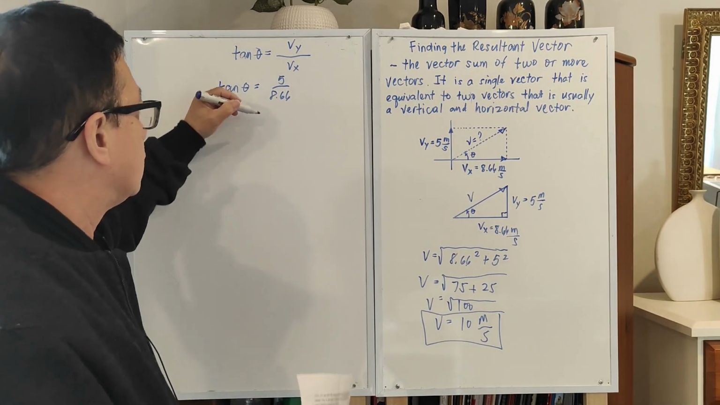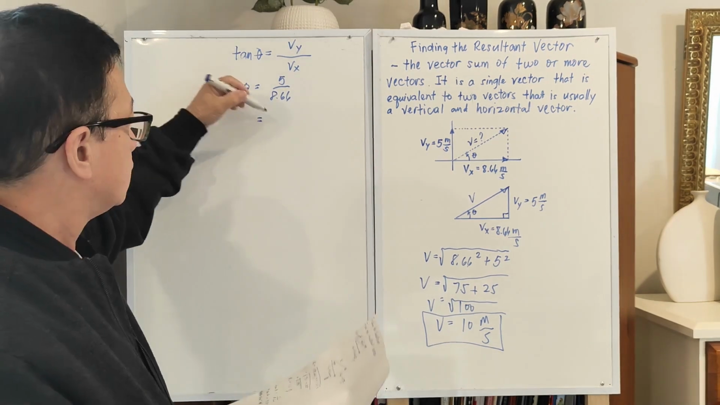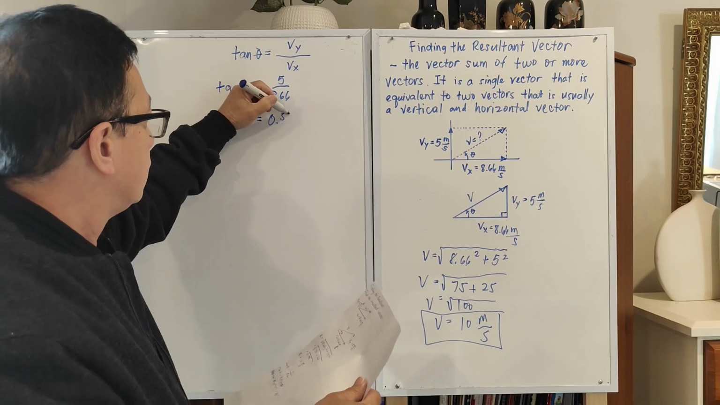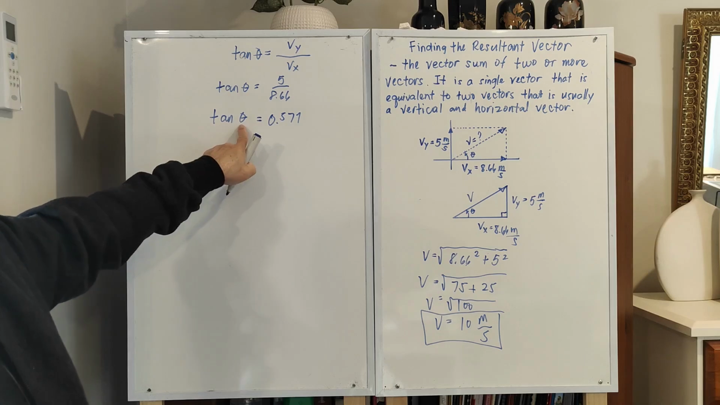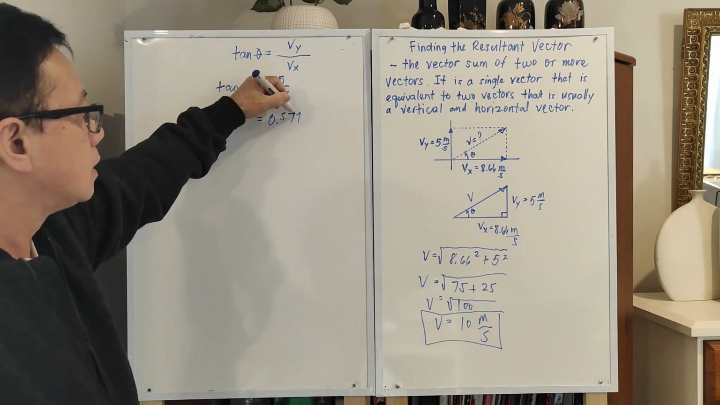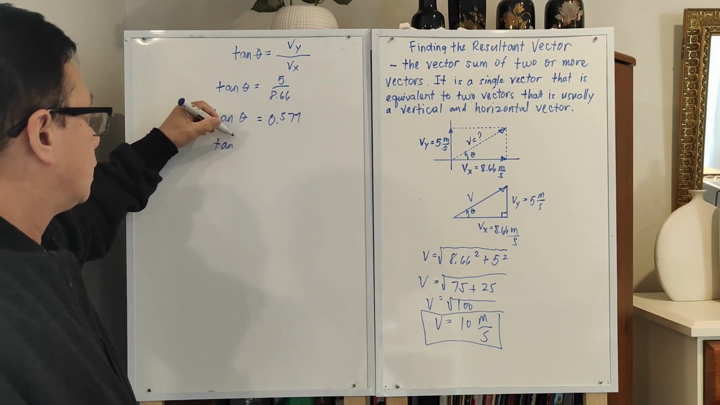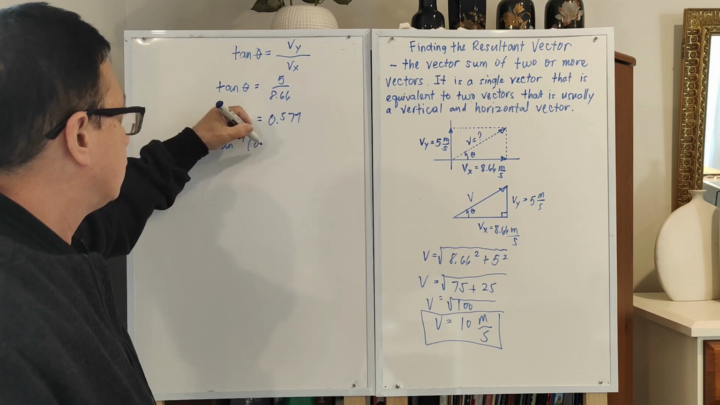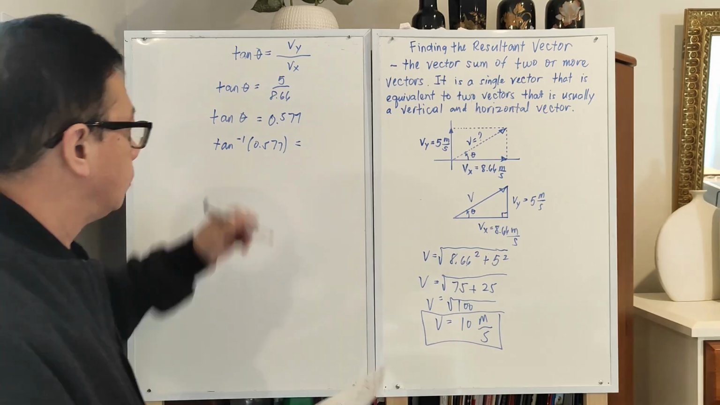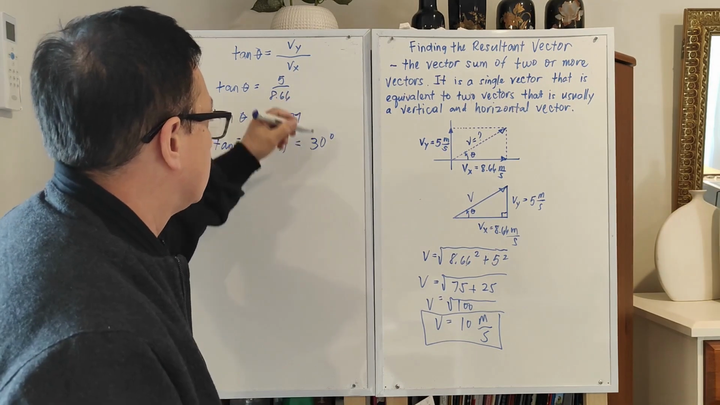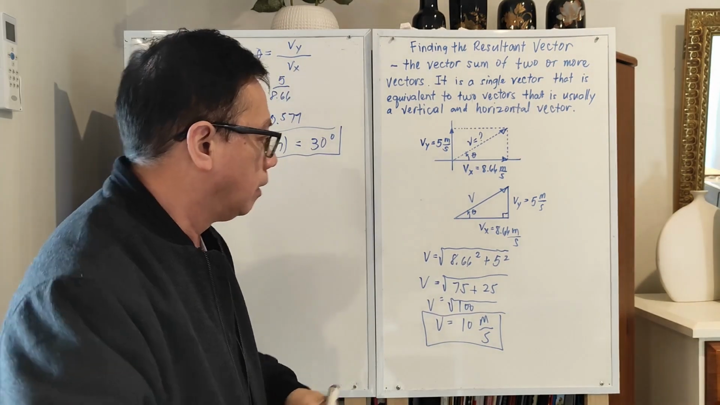So what we have left is 5 divided by 8.66, which is 0.577. So this is your tangent theta. So if we're looking for the angle, we get the inverse function of this one. So we write it as tangent to the negative 1 of 0.577. So this is equal to 30 degrees. So this is your angle, and this is your vector.